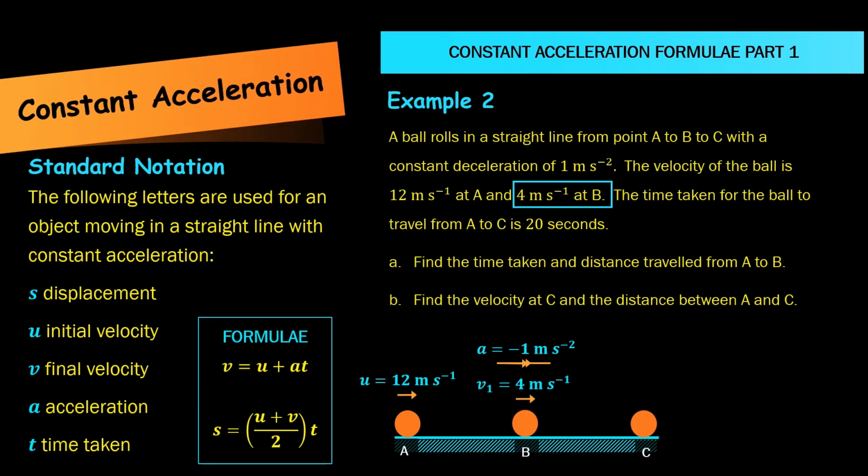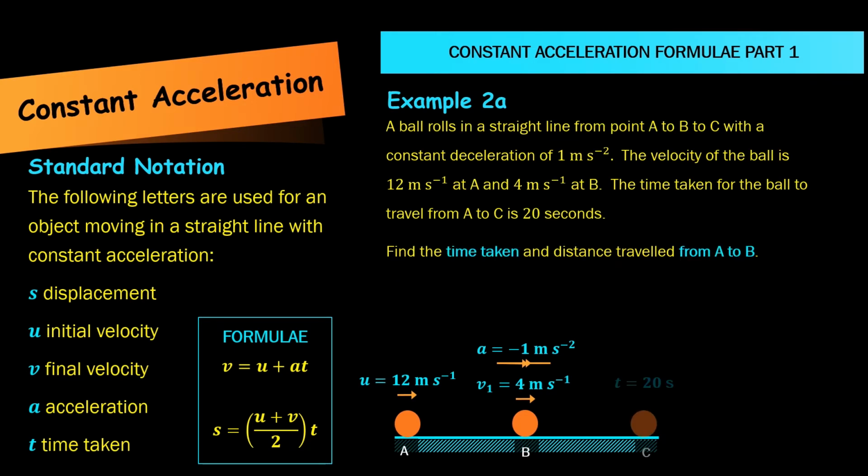We're going to call this velocity V1 because it's not quite the final velocity, but it's definitely not the initial velocity. However, at point B, it would be considered the final velocity if we're considering the distance from A to B or considering the journey from A to B. And from A to C, it takes 20 seconds, so time t equals 20. Let's focus on part A first. Find the time taken and distance travelled from A to B.